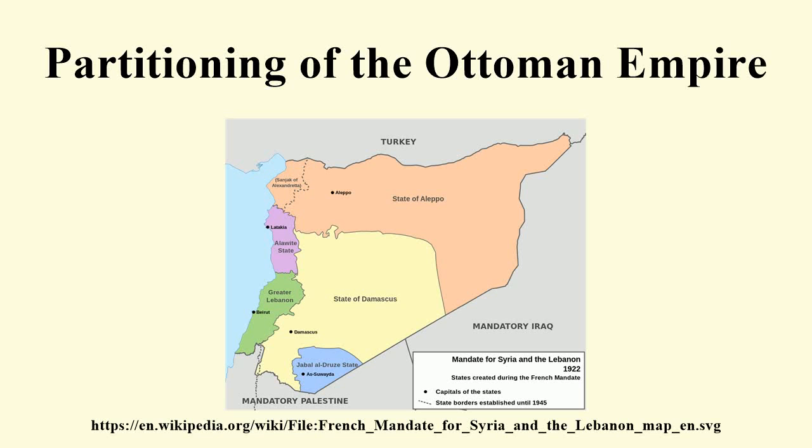The partitioning of the Ottoman Empire was a political event that occurred after World War I. The huge conglomeration of territories and peoples that formerly comprised the Ottoman Empire was divided into several new states. The partitioning brought the creation of the modern Arab world and the Republic of Turkey.